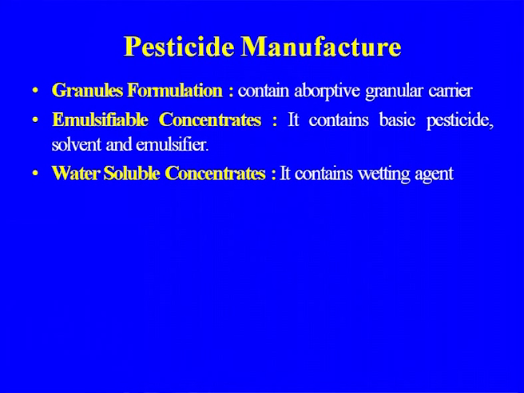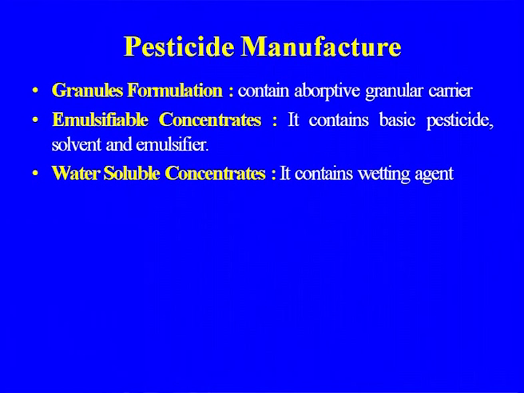Another type of formulation is the granule, with an absorptive granule carrier, where the pesticide is absorbed in the granules. Emulsifiable concentrates contain the basic pesticide, solvent and emulsifier. Another type, water soluble concentrates, contain a wetting agent. So this is how pesticide formulation is done, apart from making the basic ingredient of the pesticide.